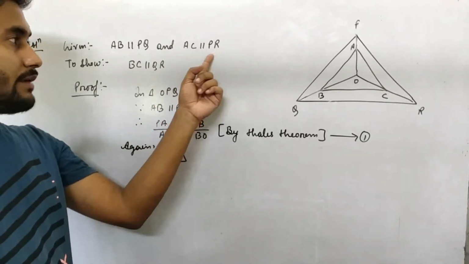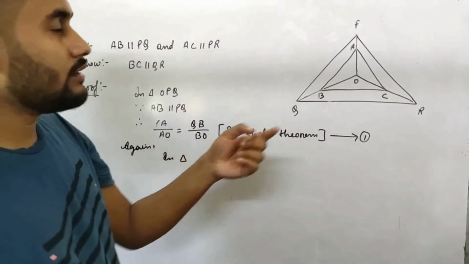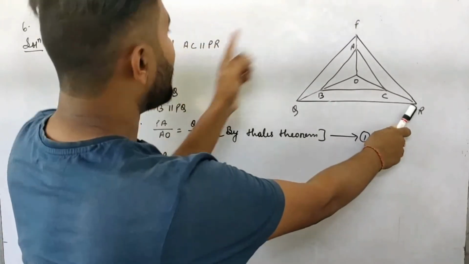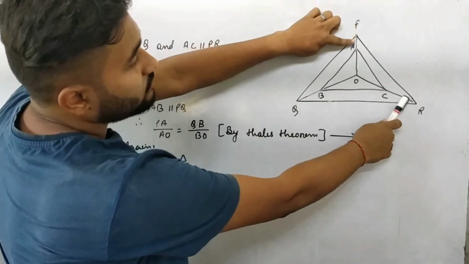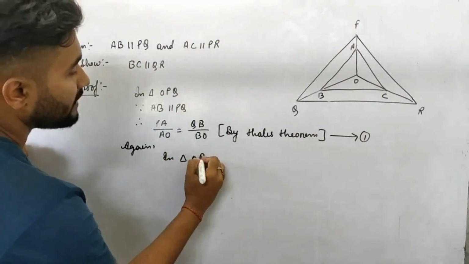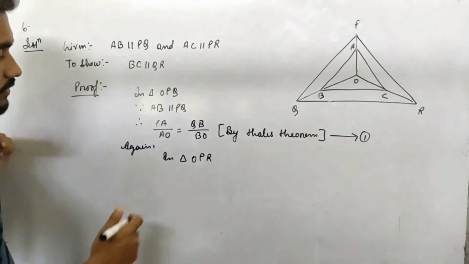So PR, you take P and R, and by touching A and C, you find the another point. Take the longer side, P and R, and by touching the other points A and C, you will get the triangle OPR. This is the triangle OPR. Over here, what will you write?